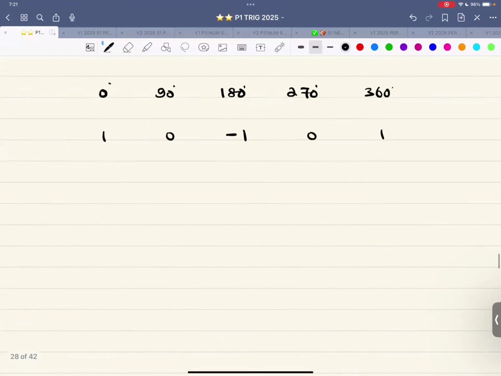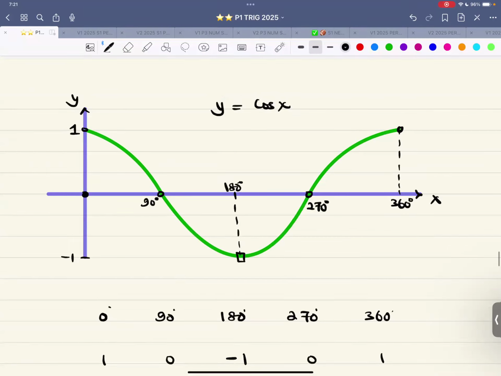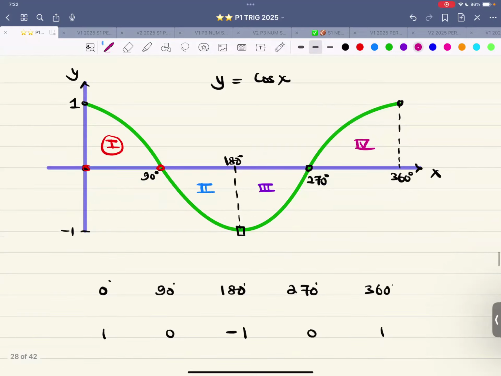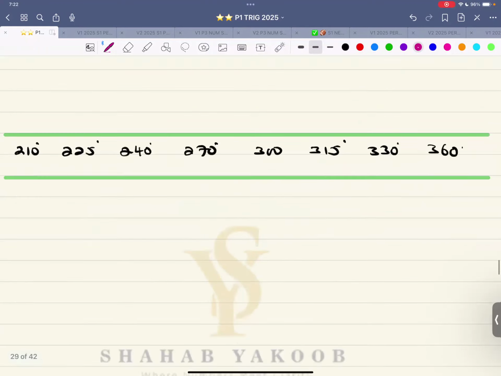One other thing, yes, one other thing. That is, this is the first quadrant, cosine is positive between 0 and 90. Second quadrant, cosine is negative. Third quadrant, cosine is negative. Fourth quadrant, cosine is positive. So the reality can also be seen from the graphs. Be very, very clear about it.